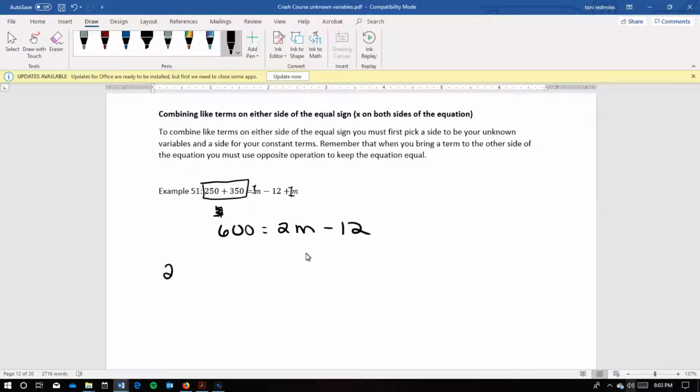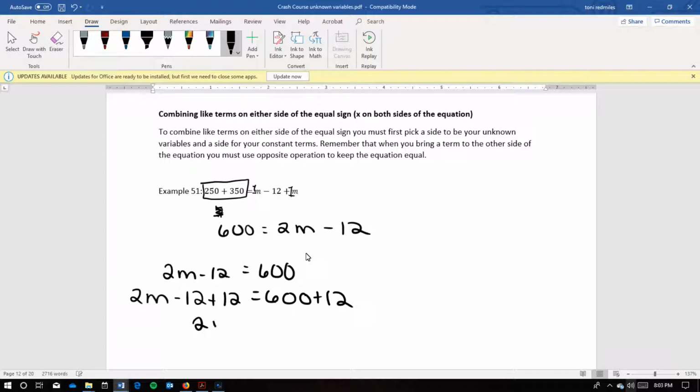I'm just going to flip-flop the sides. It doesn't matter, that's a preference thing. I'm just going to bring this whole side over there and this whole side over there. It doesn't change the answer whatsoever. I can see that this 12 is being subtracted, so I'm going to add it to both sides of my equation. And now I'm going to divide by 2. And the answer is 306.